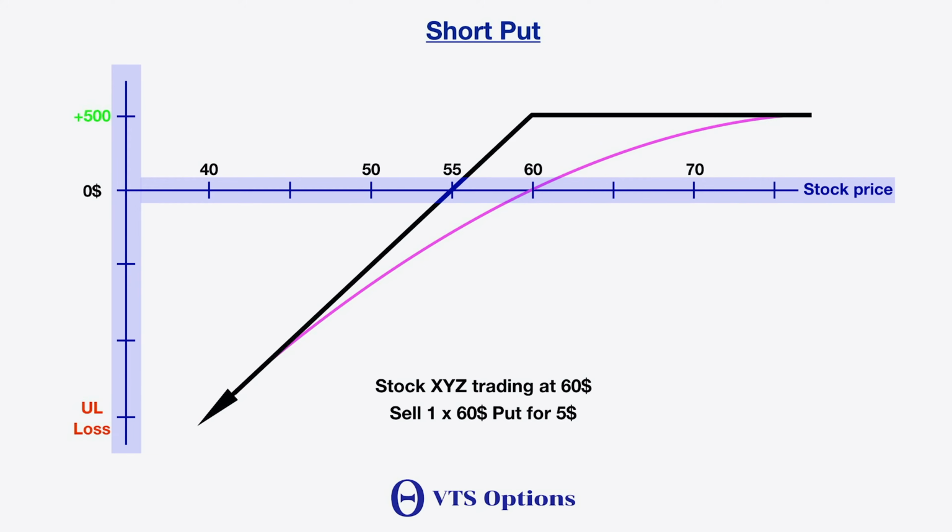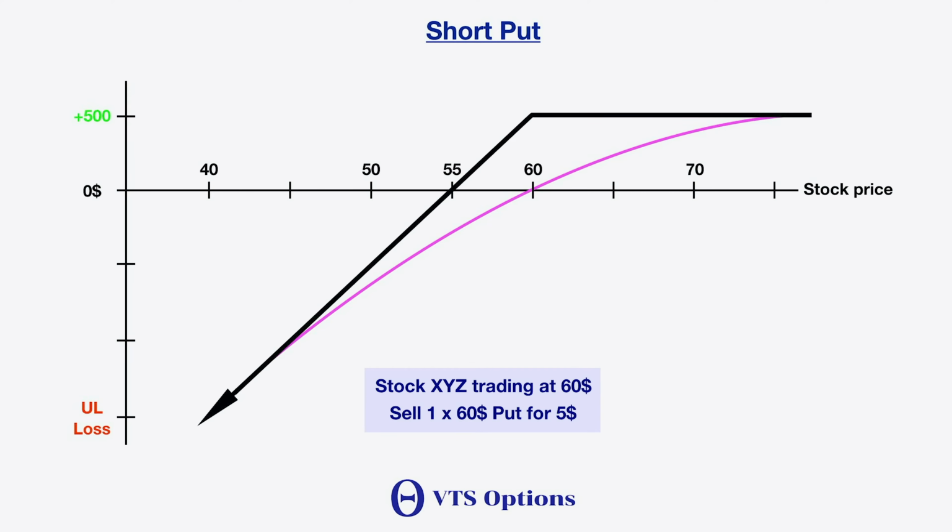Now, I always like to learn through examples, so we've got a hypothetical trade here. With stock XYZ currently trading at $60, we're going to sell a $60 put option for $5. To open that in your trading software, you just sell to open a single put option. And this is what the risk profile looks like at expiration.